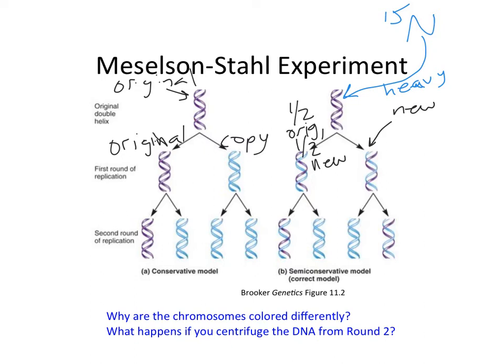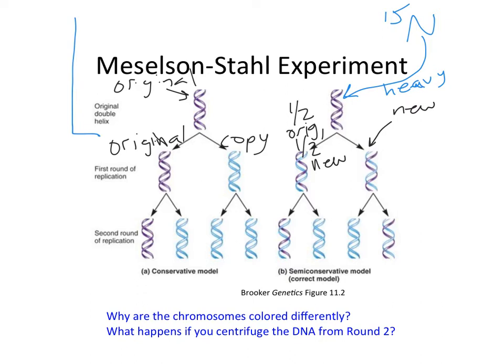N15? N is normally 14. Thank goodness for the periodic table of the elements. So they used heavy nitrogen. They grew the bacteria in heavy nitrogen, so all of the DNA in these bacteria was heavier than it normally would be. They had nitrogen 15, not nitrogen 14. Those are the dark colored strands up there.